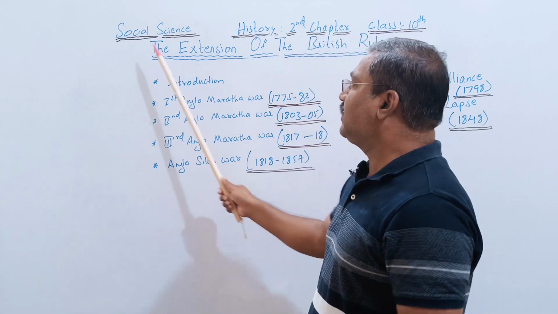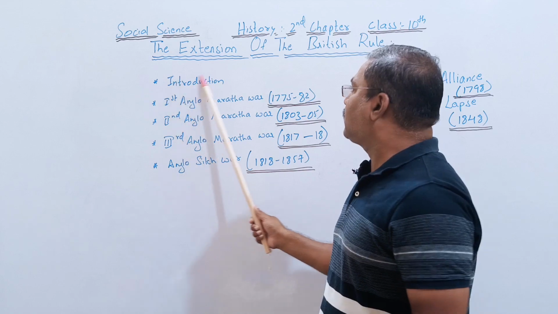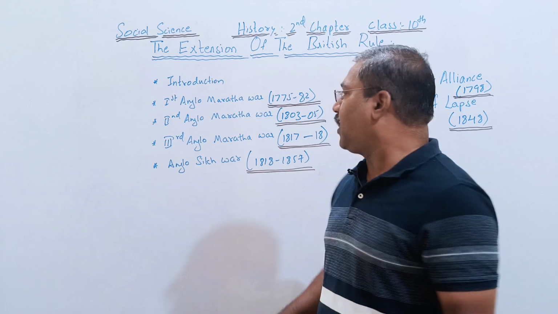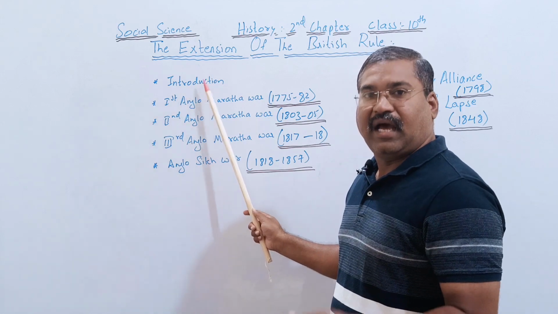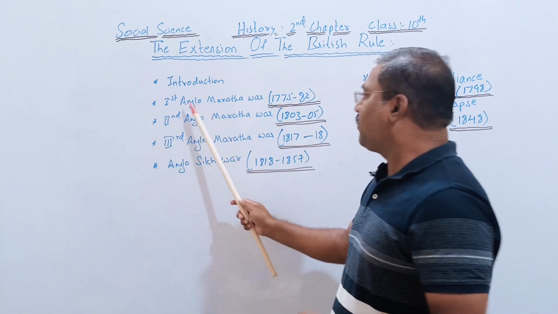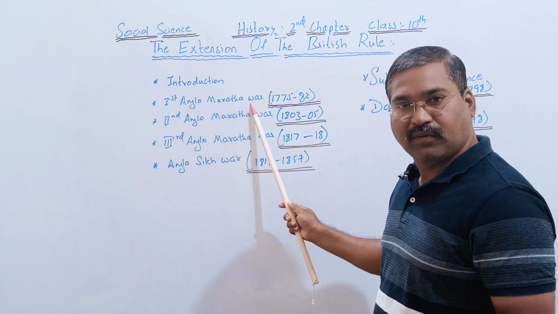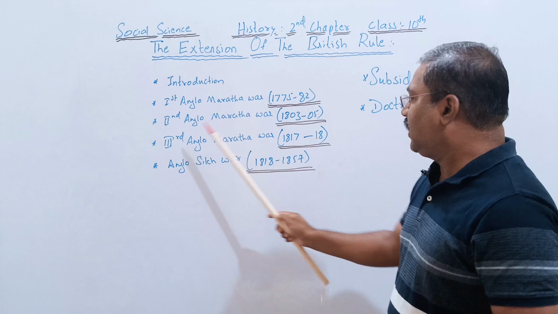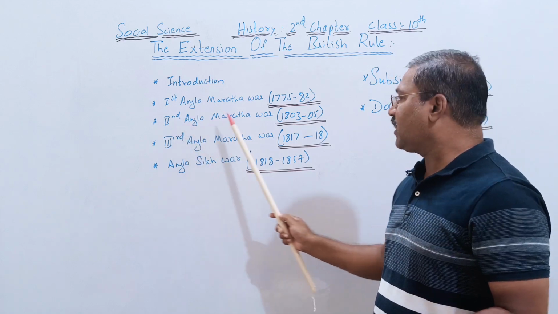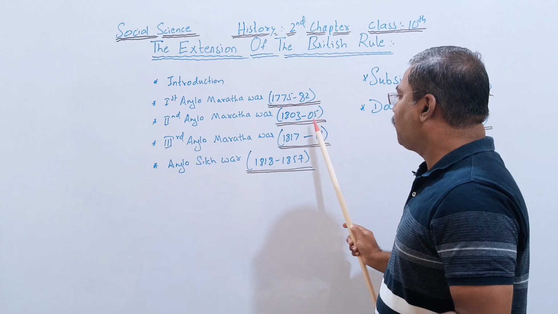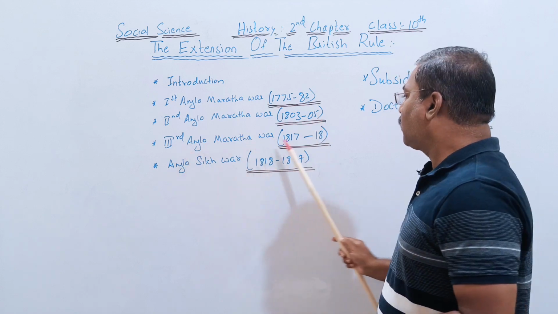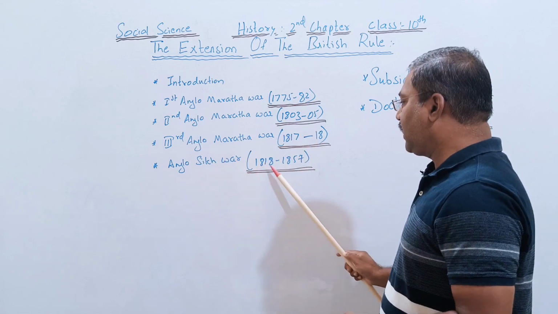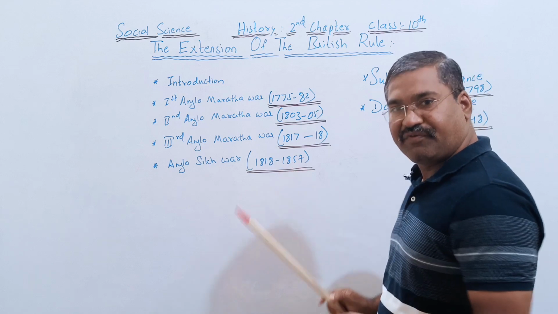Now dear students, in this chapter called the Extension of the British Rule, we are going to study the introduction, and in the same topic the First Anglo-Maratha War in the year 1775 to 82. Then we are going to move with the Second Anglo-Maratha War 1803 to 5, the Third Anglo-Maratha War between 1817 and 18, and the Anglo-Sikh War between 1818 and 1857.